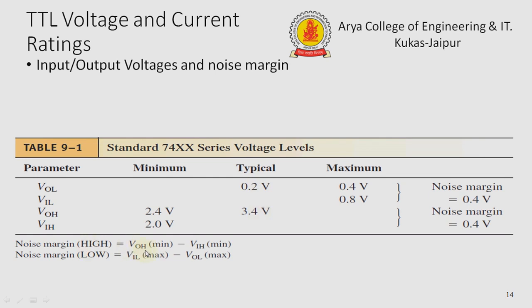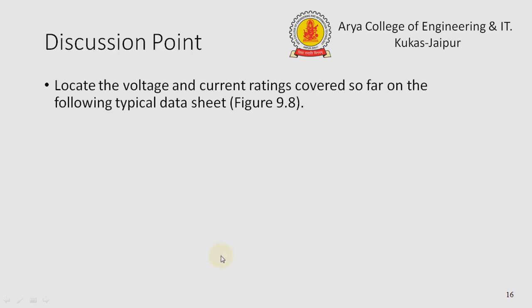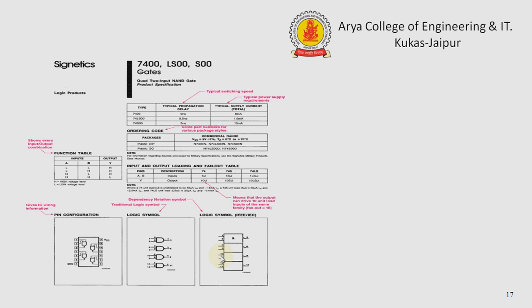So noise margin high we can calculate by VOH minimum minus VIH minimum, and noise margin low we can calculate by VIL maximum minus VOL maximum. There is a discussion point that the voltage and current ratings covered so far appear in typical data sheets, which can be shown here.